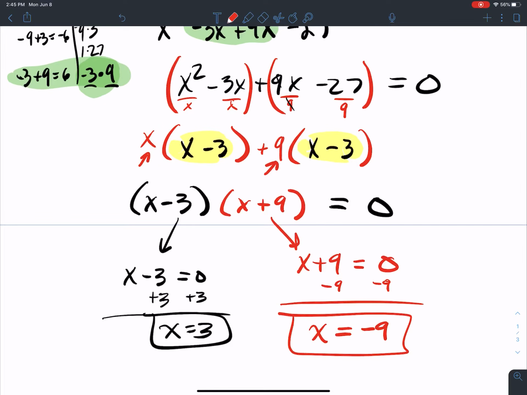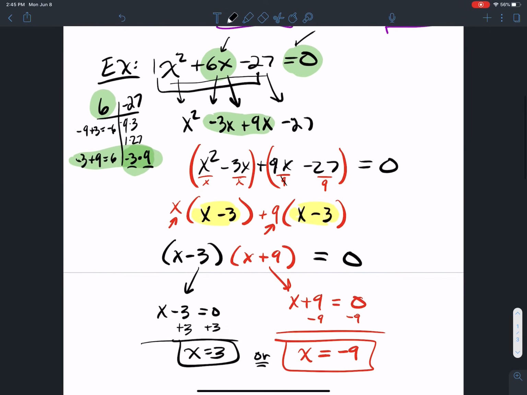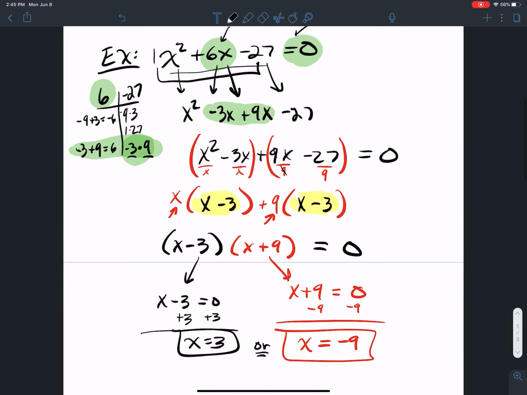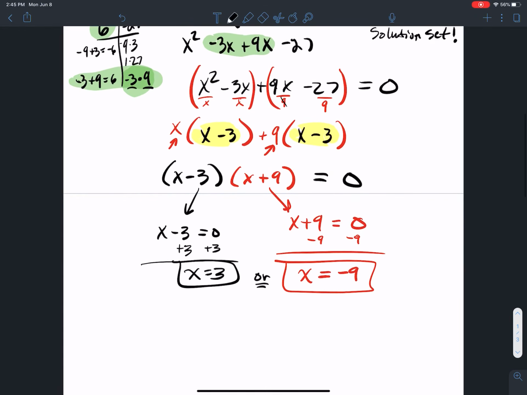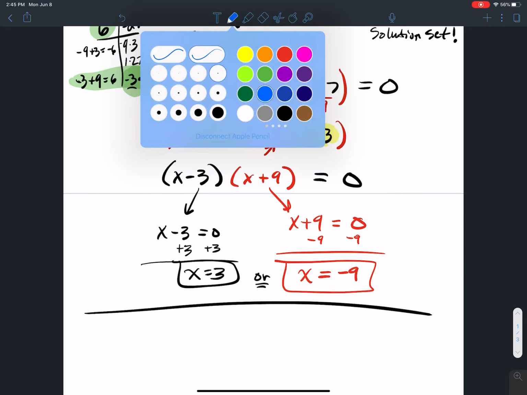Just like that. And so then what I'm going to do, I'm going to put an or between these. Now, why did I use or, not and? Well, a number cannot be 3 and negative 9 at the same time. So this is an or statement going on here. So those are my two solutions. If you wanted to write out the solution set in curly bracket notation, 3 comma negative 9, just like that, and then close it up. That's your solution set. Okay? Cool. Let's try another one.